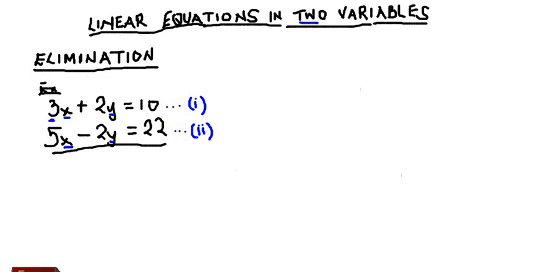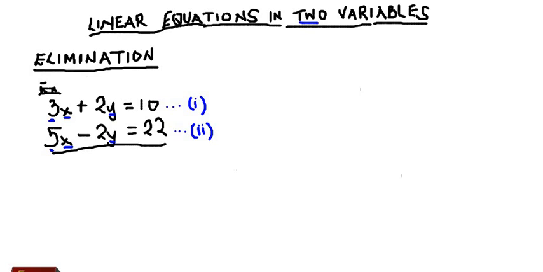In equation 2, the variable x has a coefficient 5. So in short, the coefficients are not the same. The coefficients are not balanced. So how do we balance the coefficients? We balance the coefficients by simply multiplying by the opposite coefficient.